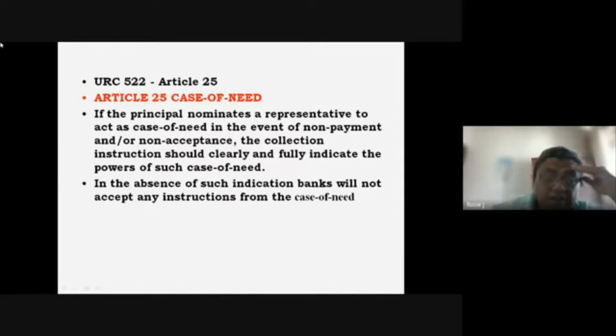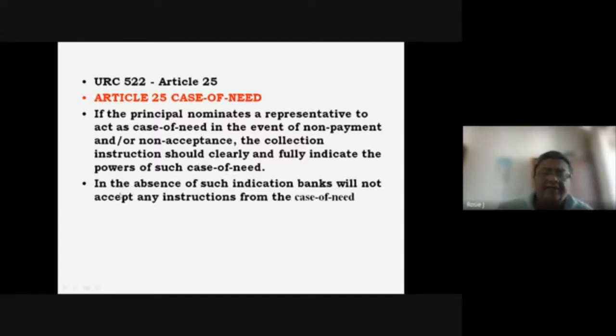Article 25, you get a thing called case of need, right? A principal. So this person is the person who will be nominated in that letter saying so and so, Fernando and company, is our agent, right? But the exporter has to tell the bank, it's not worth putting the name only. If the principal nominees are willing to act as a case of need in the event of non-payment or non-acceptance, the collection instruction should clearly and fully indicate the powers of Fernando company.